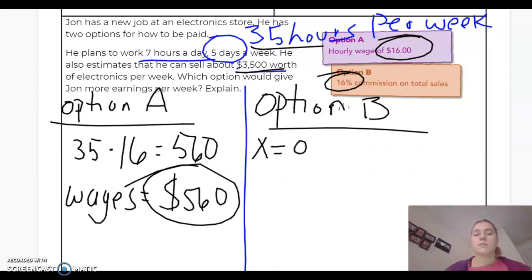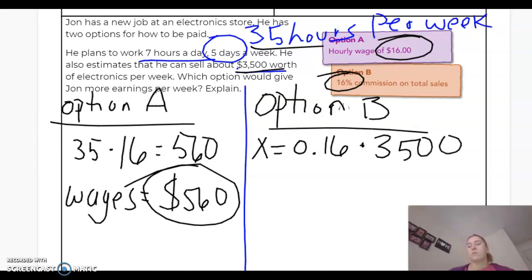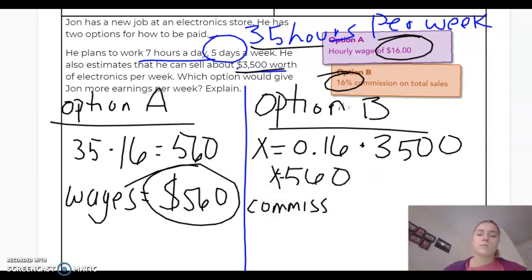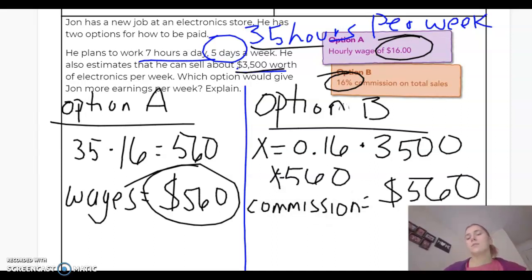So when we turn that 16% into a decimal, we have right there, and he thinks he can sell $3,500 worth of items. Okay? When we multiply those two numbers, we end up with 560. X equals 560. So that commission that he would be making is equal to $560. Okay?